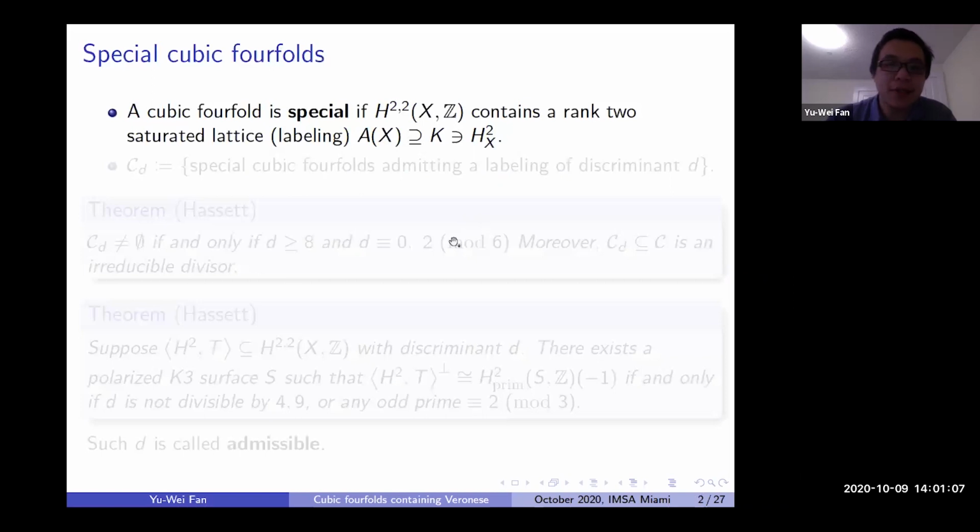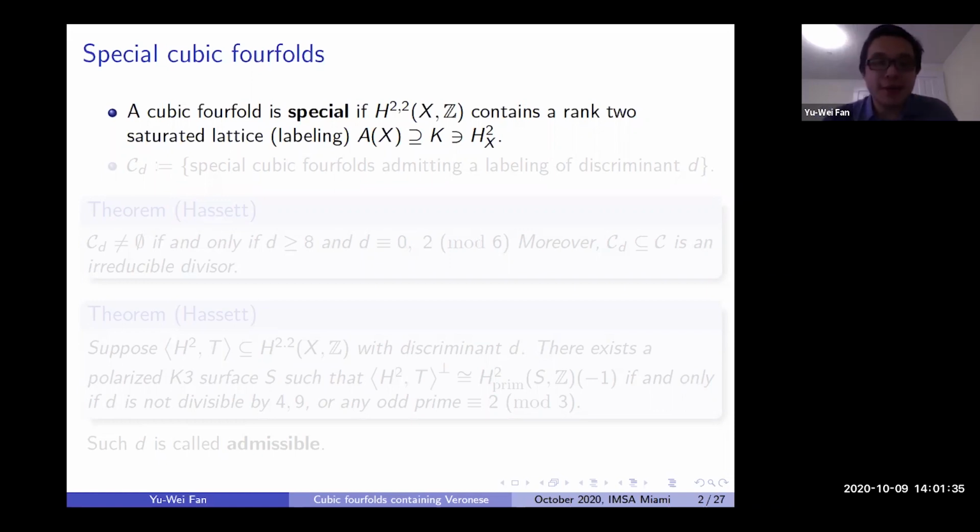There are some backgrounds on cubic fourfolds already discussed in the talk by Professor Hassett in this conference. So I will only recall the minimum amount of background on cubic fourfolds to state our main results.